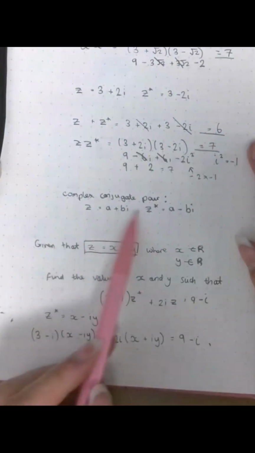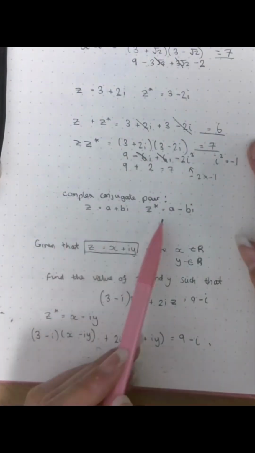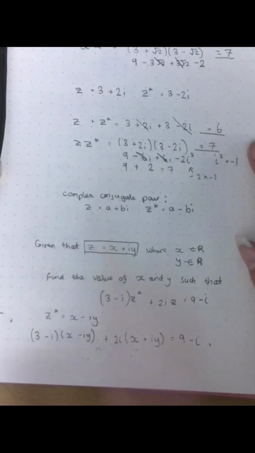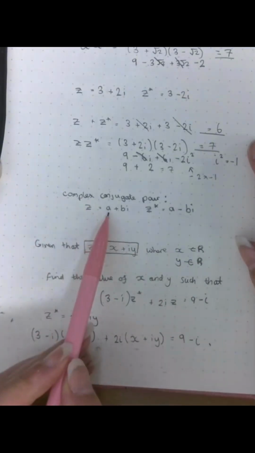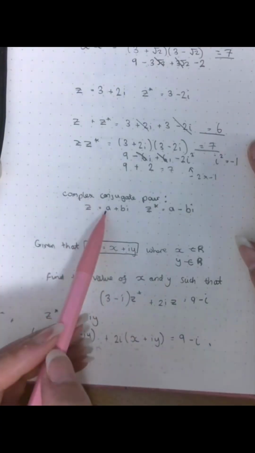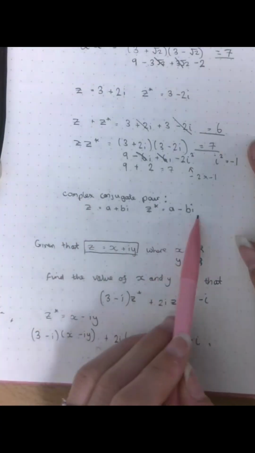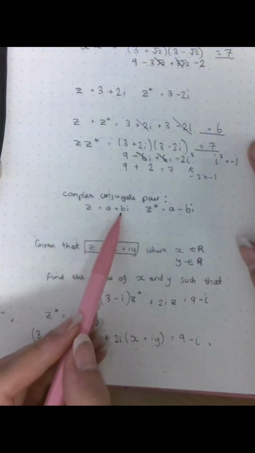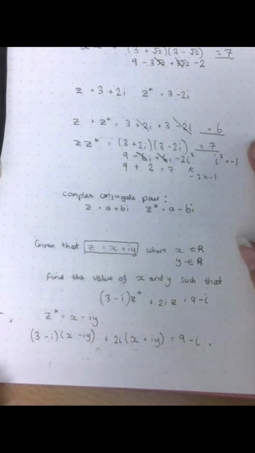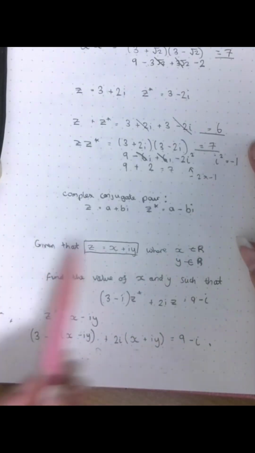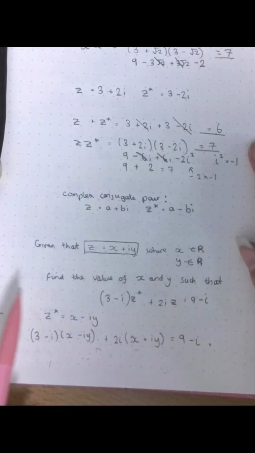Here we've established that z and z star are complex conjugate pairs. Complex because they have a real and imaginary part, and conjugate pair because we have that plus bi and that take away bi. Let's now have a look at a question which involves the complex conjugate pairs.